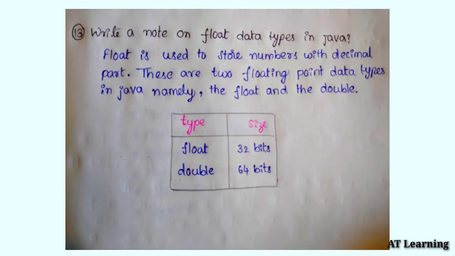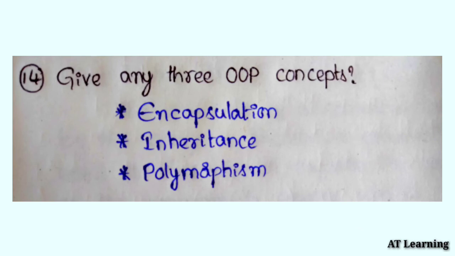Next question is write a note on float data types in Java. Float is used to store the numbers with decimal part. There are 2 kinds. First one is float and the other one is double. The size of float is 32 bits and the size of double is 64 bits. Next question is, give any three OOP concepts: encapsulation, inheritance, polymorphism.